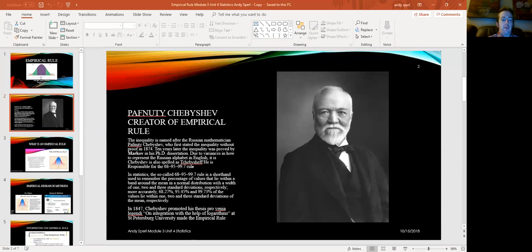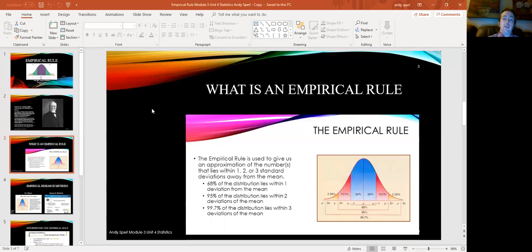In 1874, Chebyshev promoted his thesis on integration with the help of logarithms at St. Petersburg University, and made the empirical rule. What is an empirical rule, you might ask?